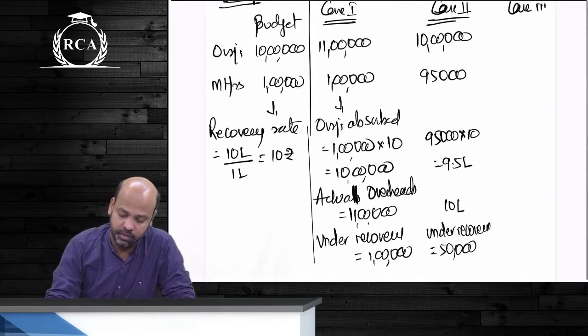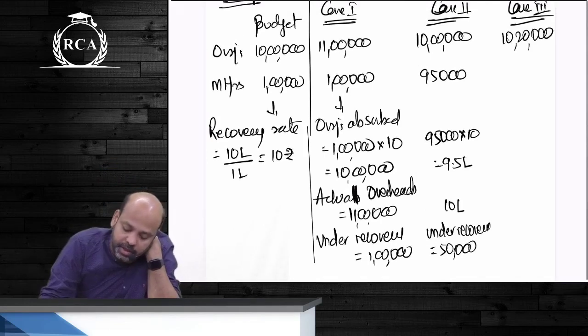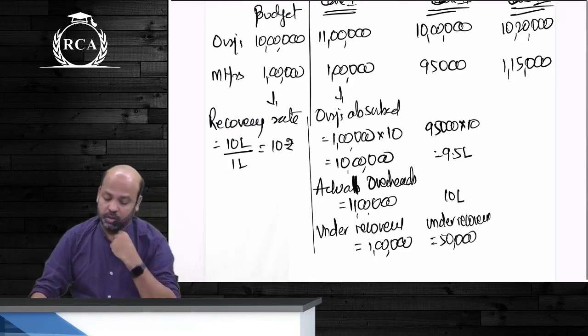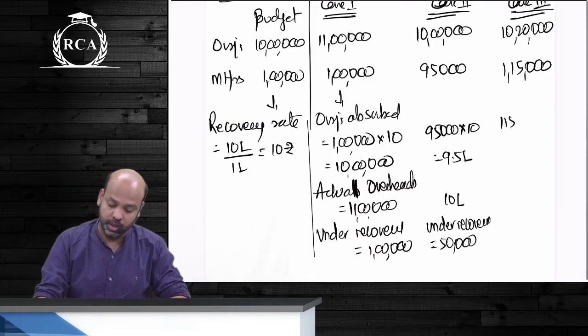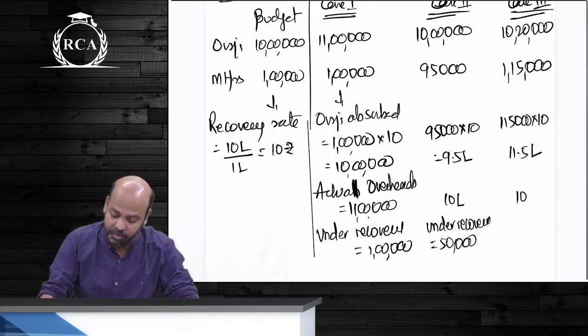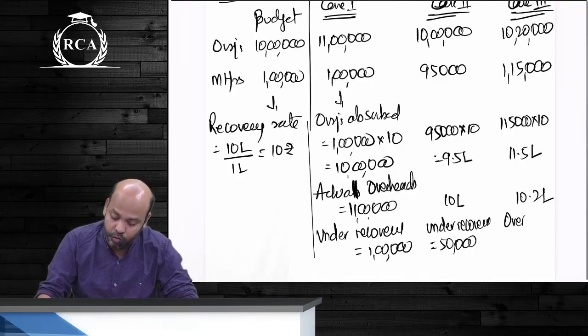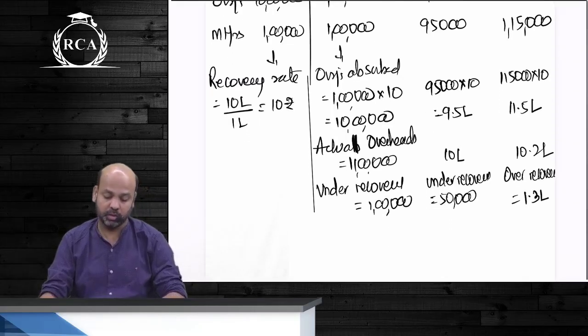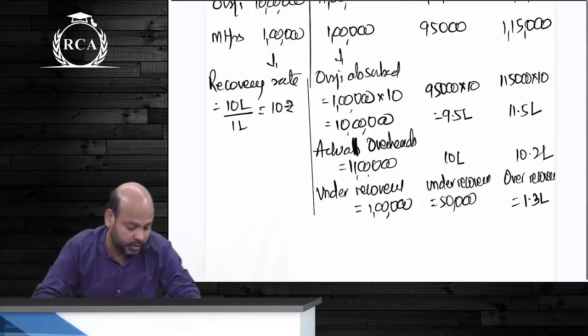Case 3, guys. Let's say that the overheads incurred are 10 lakh 20,000 and the number of hours, beta, that you have worked for are 1 lakh 15,000. Now overheads absorbed, guys, will be 1 lakh 15,000 multiplied by 10 rupees, 11 lakh 50,000. Actual overheads are 10.2 lakhs. Do we have under recovery or over recovery now? Over recovery. How much did we recover more? 1 lakh 30,000. The amount of over recovery is 1 lakh 30,000.